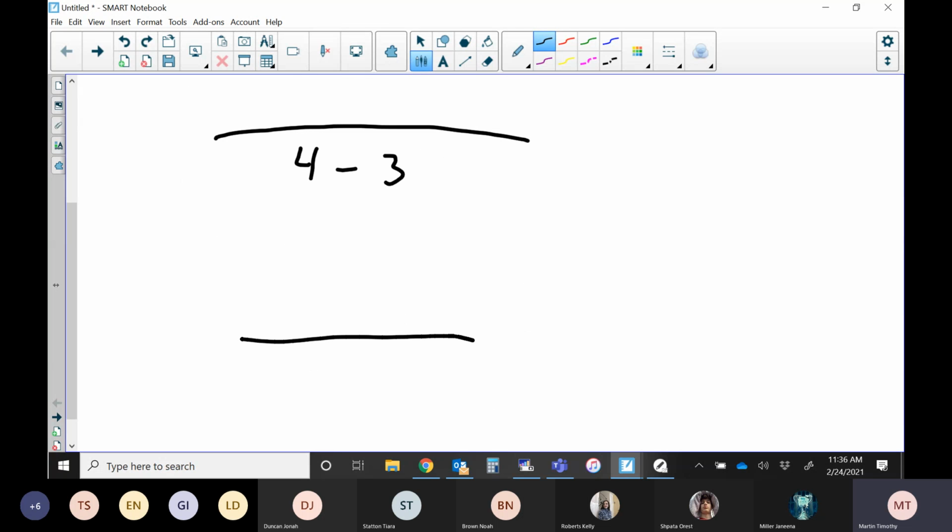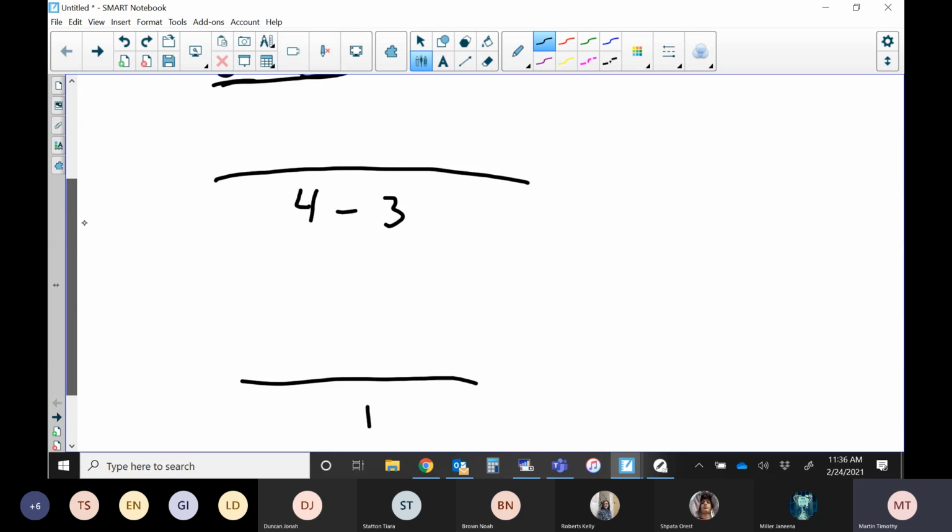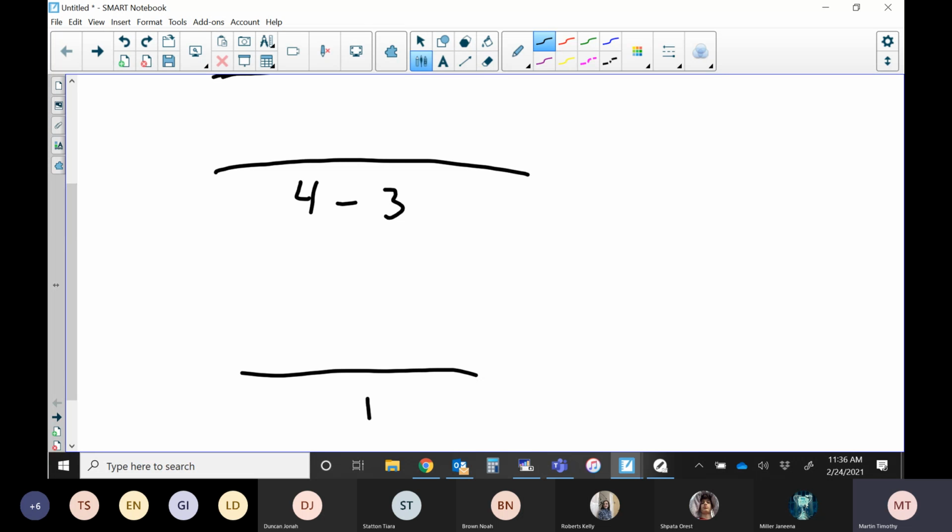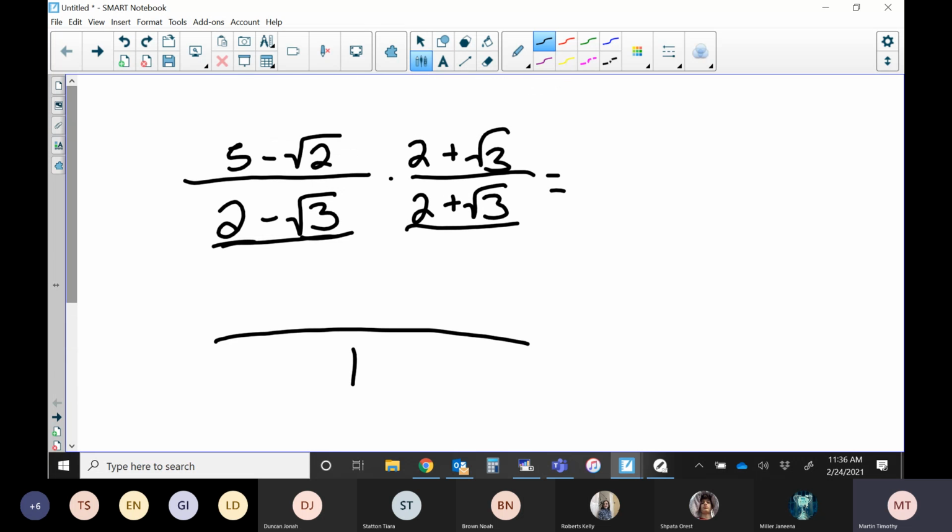So nice and easy. This is going to turn to a pretty 1. In fact, I'm just going to throw that 1 right here. I hope that you can see that 4 minus 3 is 1. So the denominator is just a 1. So it means whatever I get in the top is going to be just my final answer.